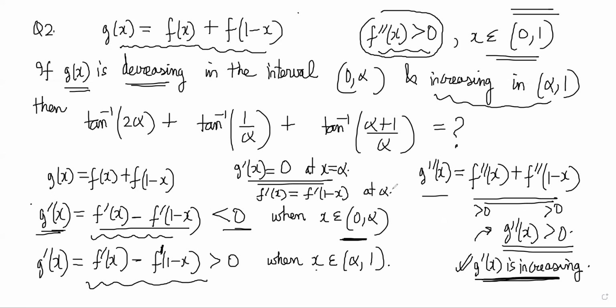So think about the f dash x function. The f dash x function is an increasing function, right? Because the double derivative of f is positive. So f dash x is an increasing function. But what have we got here? We have got f dash alpha is equal to f dash of 1 minus alpha.